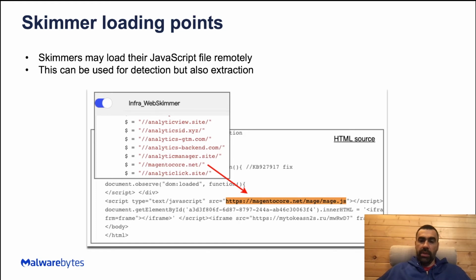And like I mentioned in the beginning, some victim sites load their skimmer remotely. They'll make a call to a malicious domain that has JavaScript. You can actually use that as a rule as well to detect victim sites, by having a list of known malicious skimmer loading points and then easily identifying victim sites that way.